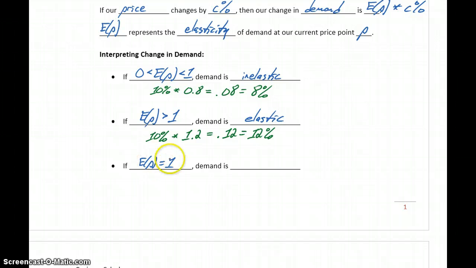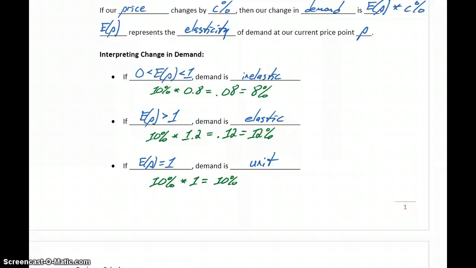And our last case is when that elasticity value is exactly equal to 1. We call this unit demand, because if we look at, again, that same 10% change in price times an elasticity of 1, we get a 10% change in demand. So our change in price, our increase in price, yields exactly the same decrease in demand. So overall, our revenue is not affected.